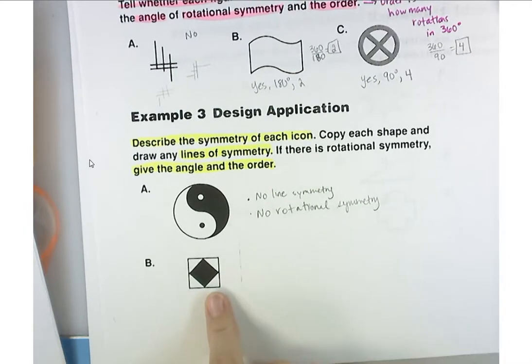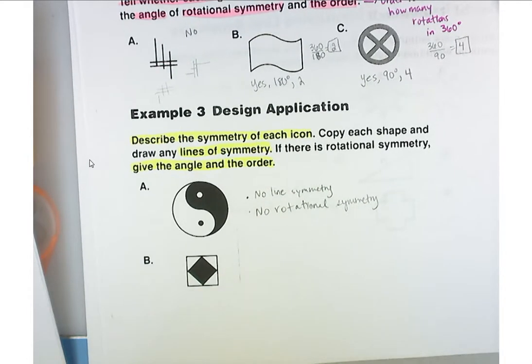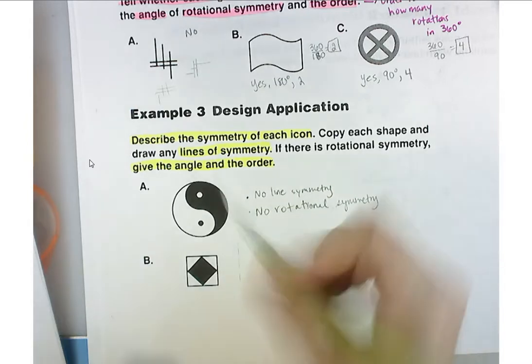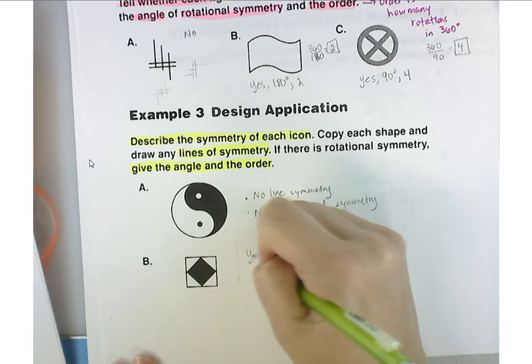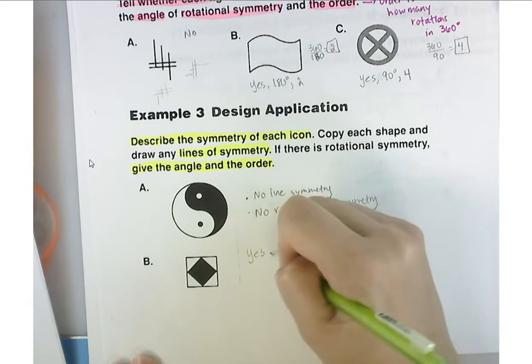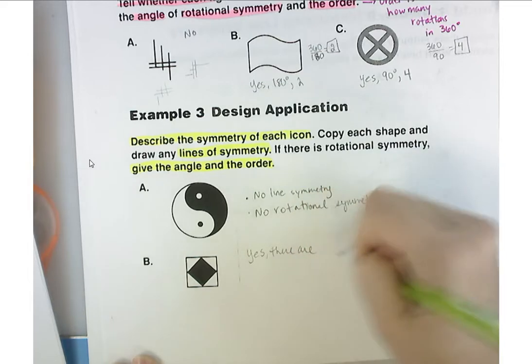Okay, and I don't know what this icon is. Do you guys know? A square. Yeah, a square within a square. Is there going to be line symmetry for this one? Yes. Okay, so yes, there are lines of symmetry.